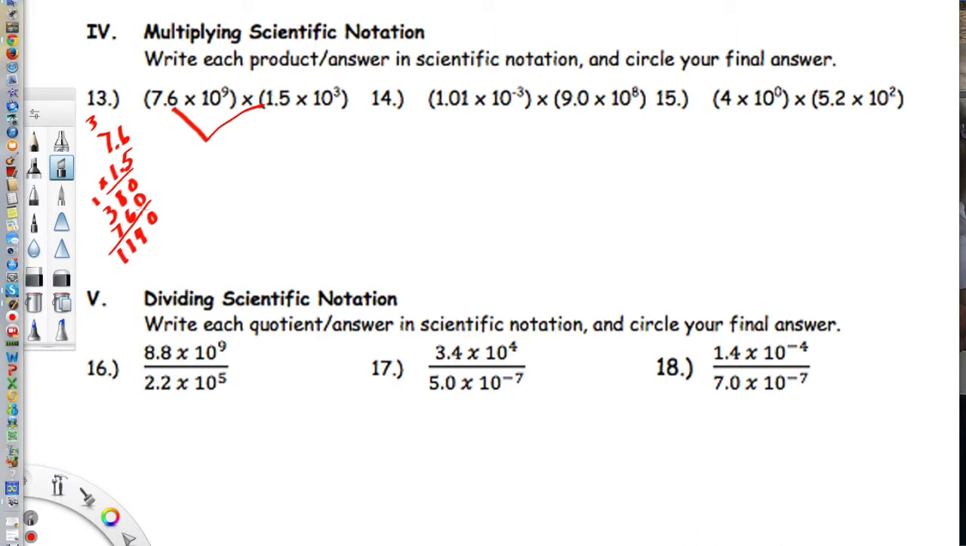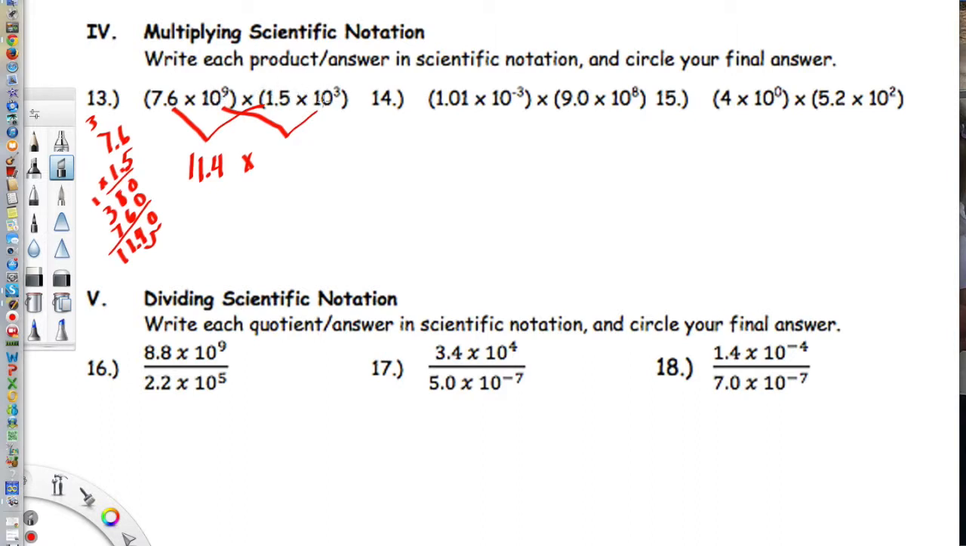I have 2 decimal places in my problem, so I should have 2 in my answer. So the answer would be 11.4. I can drop the extra 0, times 10, and now I multiply my base 10, my exponents.